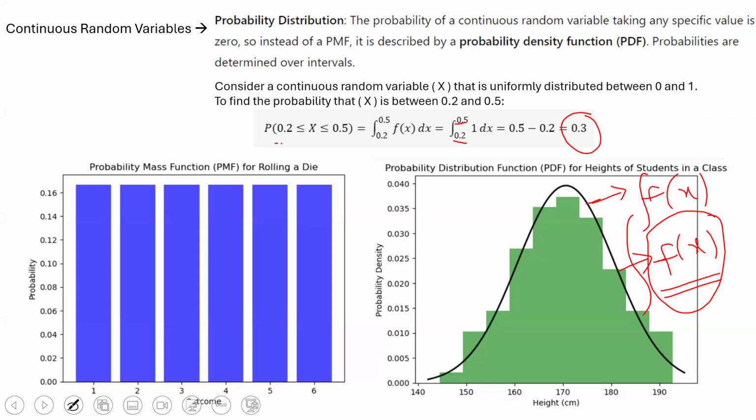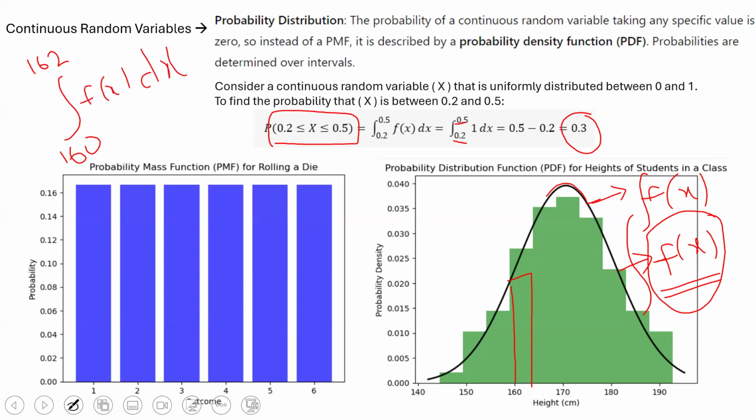So this says the probability of a random variable taking a value within the range 0.2 to 0.5. Or the probability of a variable taking a value from 160 centimeters to 162 centimeters. So that becomes 160 to 162. And what is f of x? F of x is the function which represents this particular graph. So that becomes f of x into dx. You have to integrate this and apply the lower bound and upper bound, and that gives you the probability of the random variable taking a value in that range.